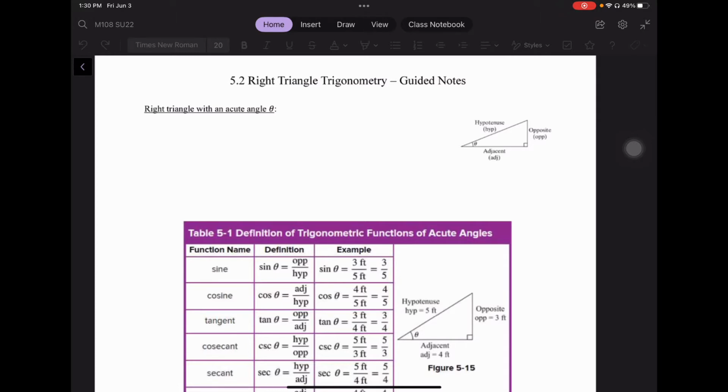Now, a right triangle with an acute angle has a hypotenuse, which is the longest side and is opposite of the right angle, has an adjacent side, which is adjacent to wherever you draw the angle theta, and then you have the opposite side, which is opposite of the angle theta. So it's all in relation to where your theta is. Here in our drawing, we have theta in this corner, but if I was to draw theta in the other corner, then this would become the opposite side because it was opposite that new angle, and this one would be the adjacent side. So it's all relative to your theta.